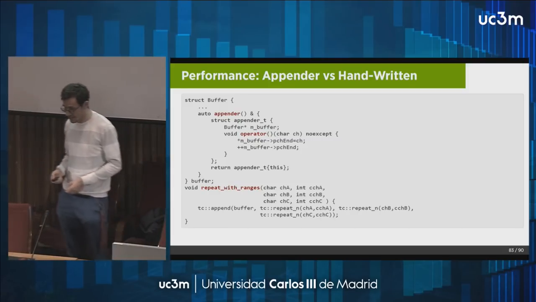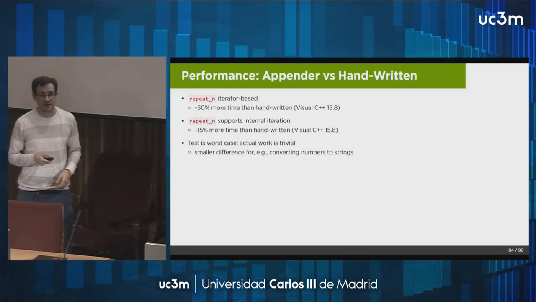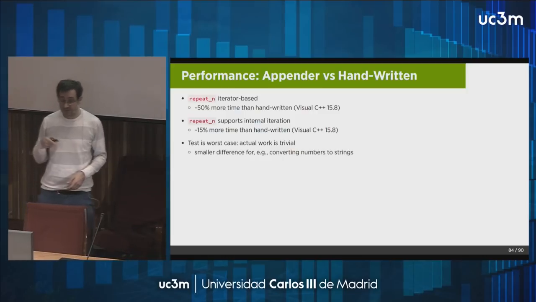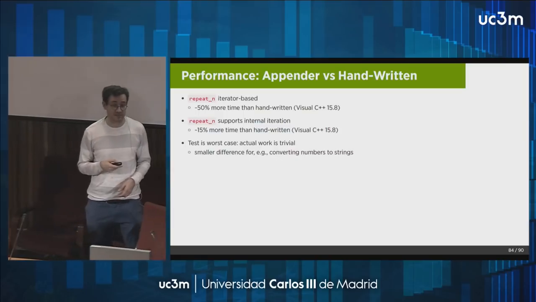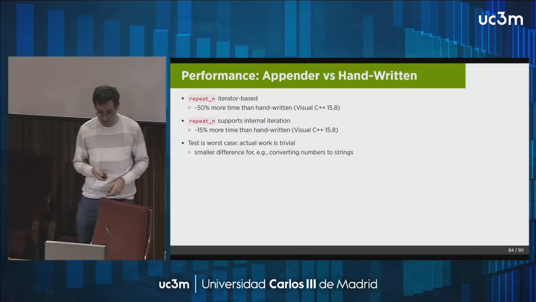So what do we get? Actually, if you have an iterator-based repeat n, then you're going to have a 50% overhead over the handwritten loop. If you have internal iteration, it goes down to about 15% overhead over the handwritten code, both in Visual Studio, a recent version of Visual C++.